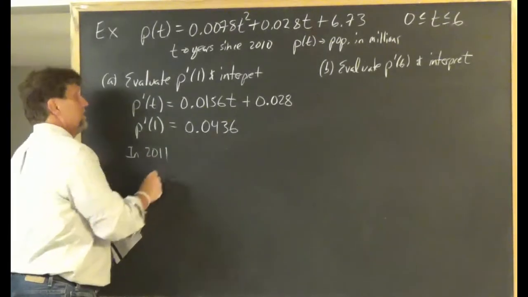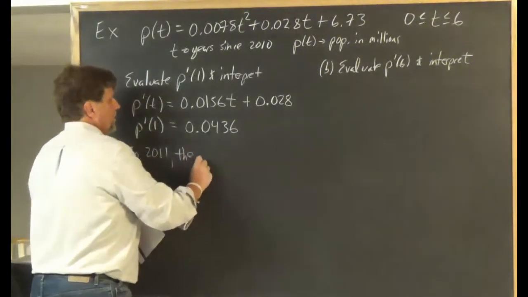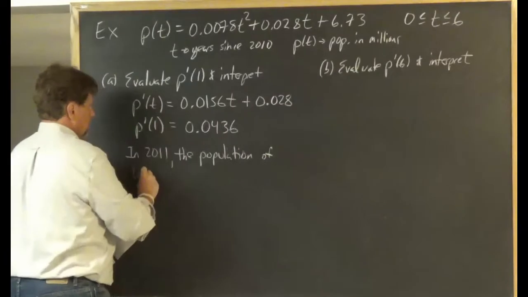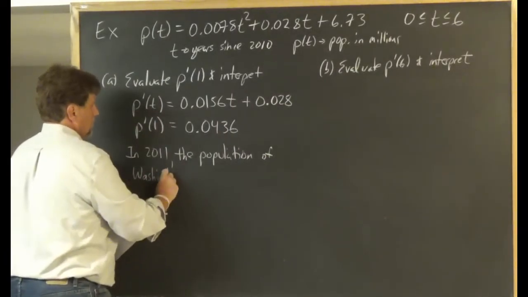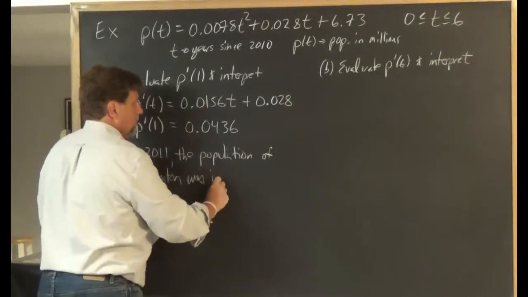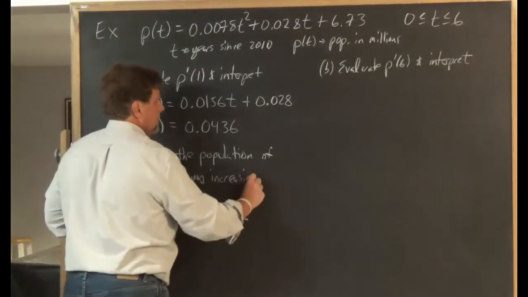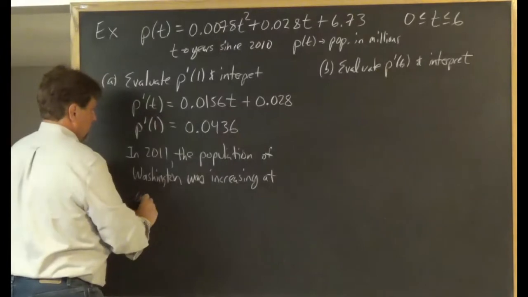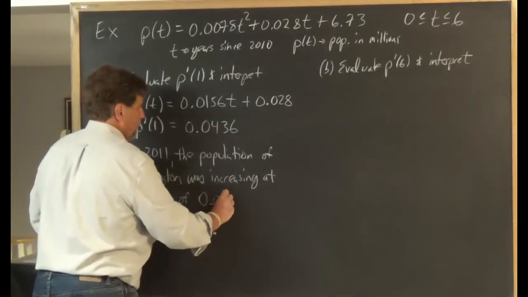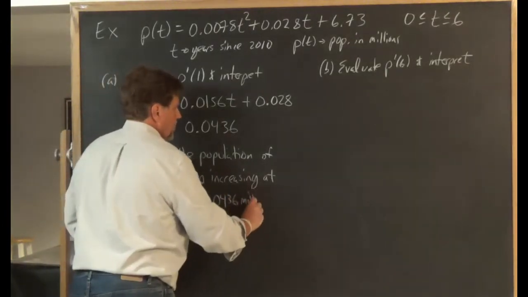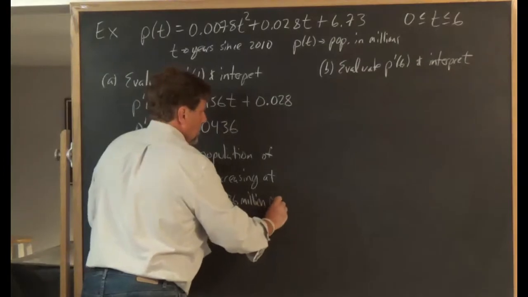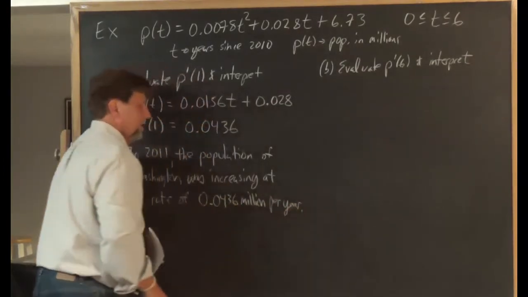So in 2011, the population of Washington was, since this is a positive number, I use the word increasing at a rate of 0.0436 million, and it's a rate, so we have to have units attached. It's million per year.